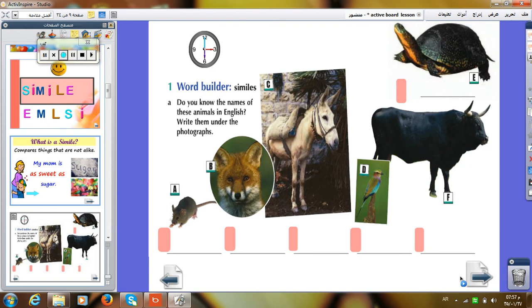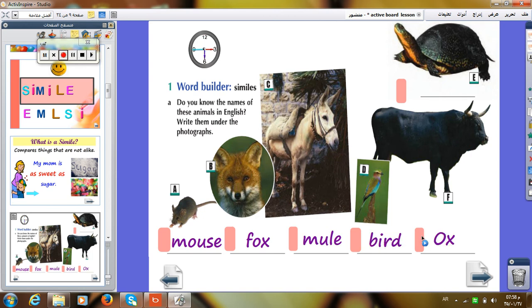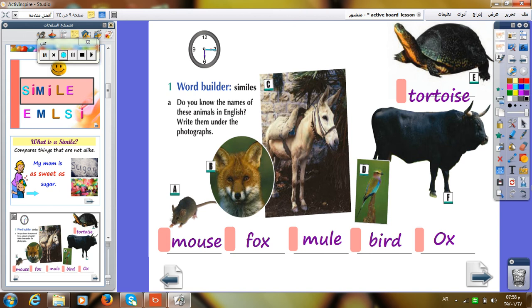Ask students to write the name of the animals under the photographs. Students will write the names of these animals in English. After 1 minute, students will be asked to come to the board and write the names under each picture. So we have a mouse here, a fox, a mule, a bird, an ox, and the turtles.